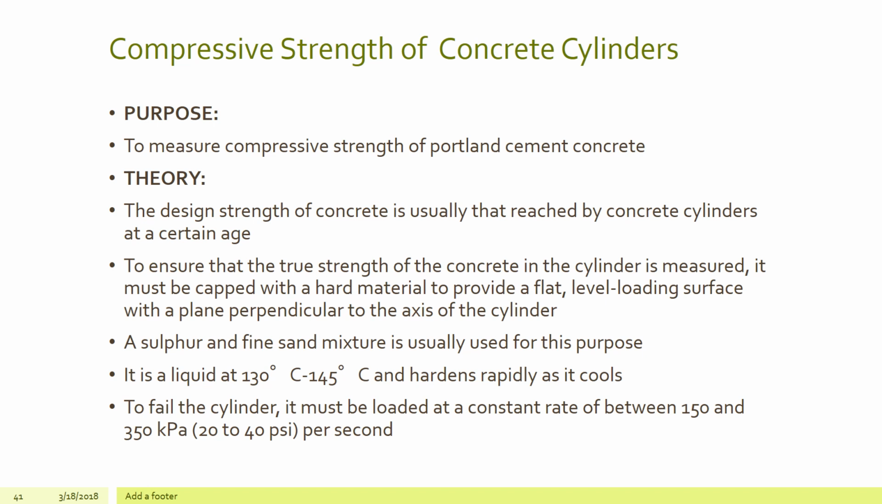A sulfur and fine sand mixture is usually used for this purpose. We heat it to a liquid at 130 to 145 degrees Celsius, and it hardens rapidly as it cools. To fail this cylinder, it must be loaded at a constant rate of between 20 to 40 psi per second.